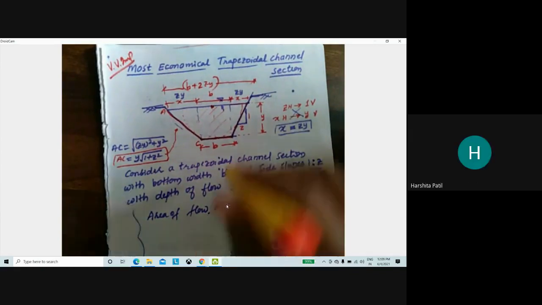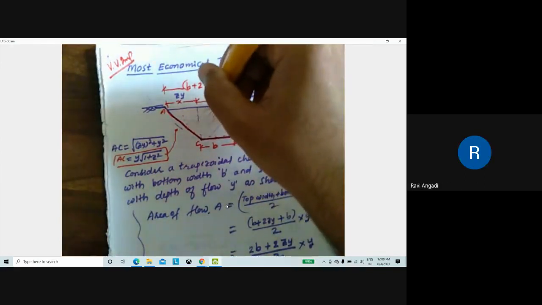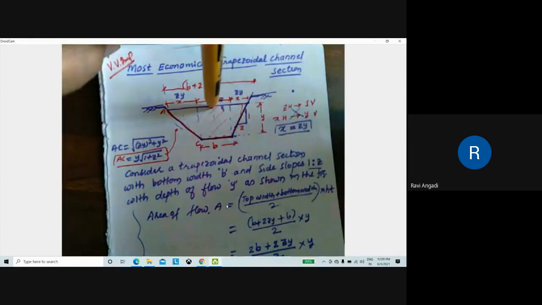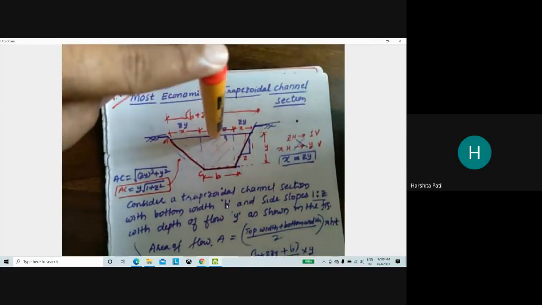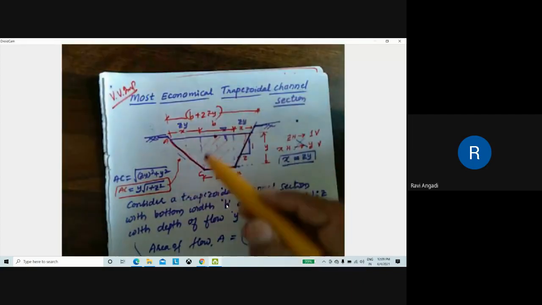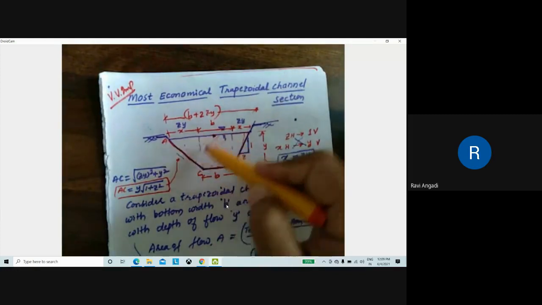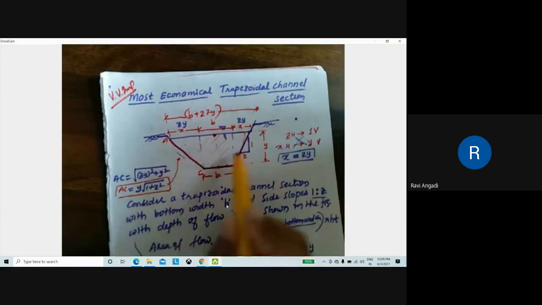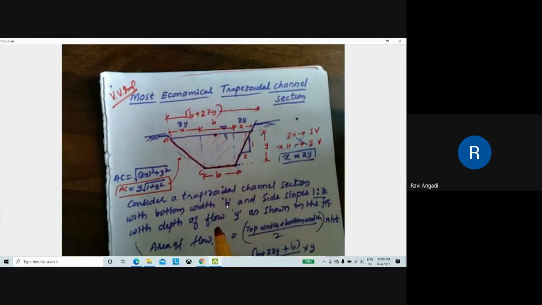If I take this as the center and draw a circle with a compass, that circle should touch the sides of the channel section. This side, this side, this side. And what is the radius to be taken for making that circle touch the sides? That is the third condition. I hope you understood what the third condition is.